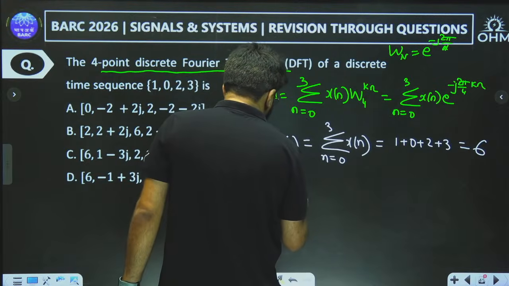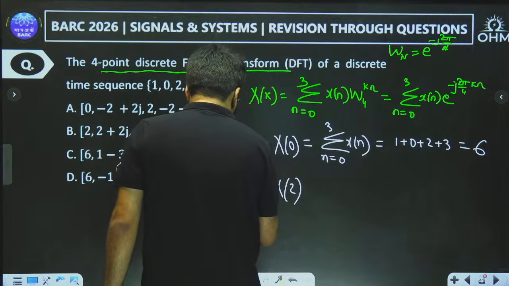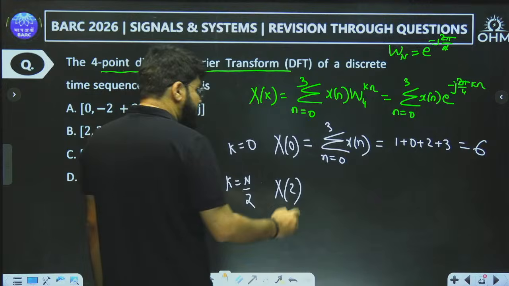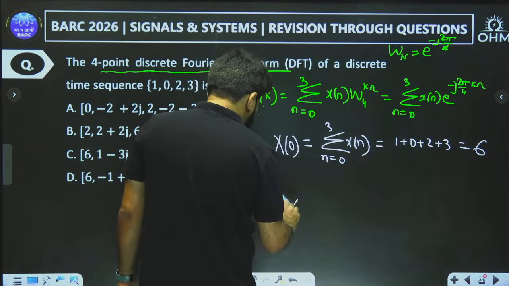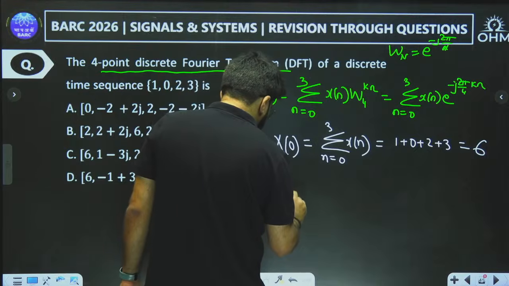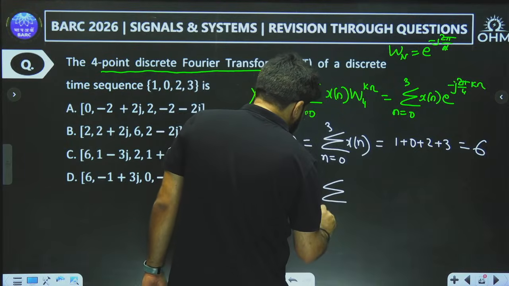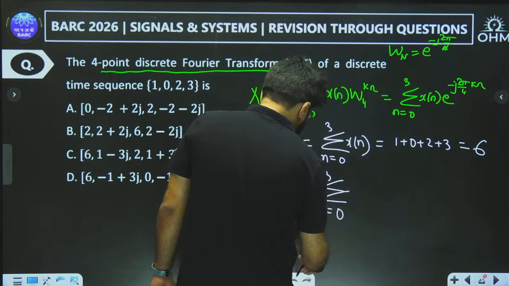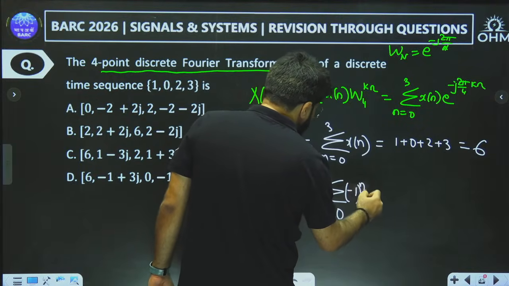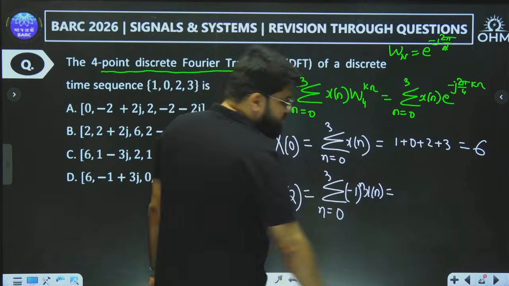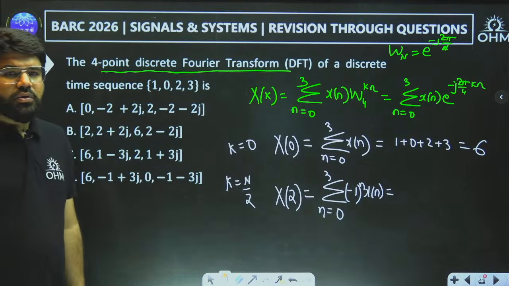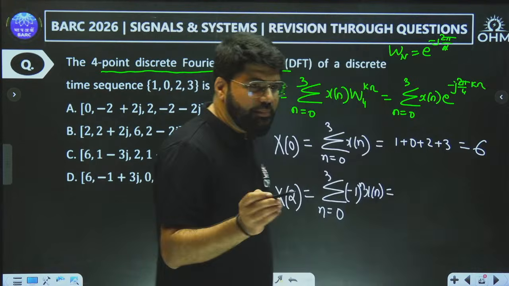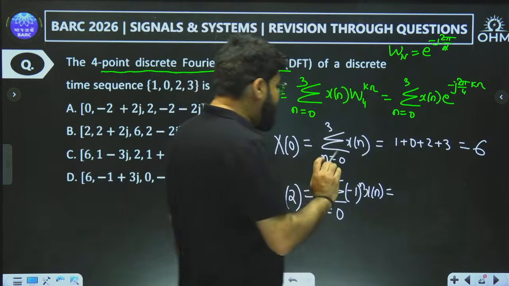And then X of 2, for k equal to N by 2, the central ordinate. First ordinate and central ordinate. The central ordinate is always given by summation n from 0 to 3 of minus 1 power n into x(n). With alternate plus minus it will be solved. You can even take the complete twiddle factor matrix. I am telling you, not required. I will tell you that also, but here not required.